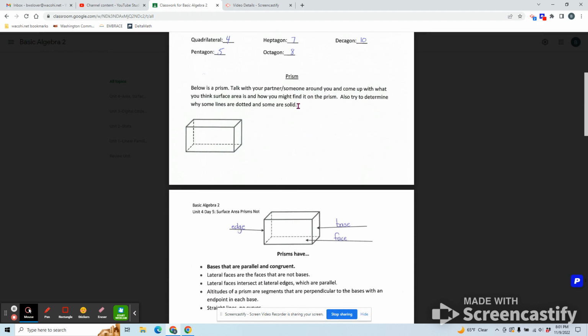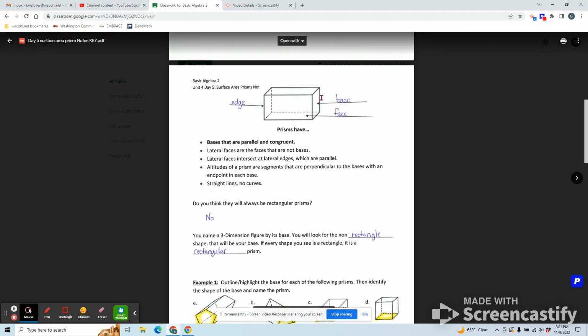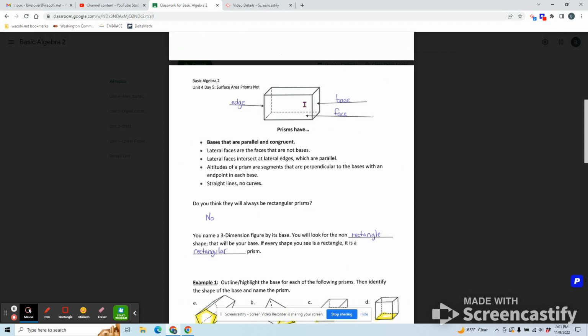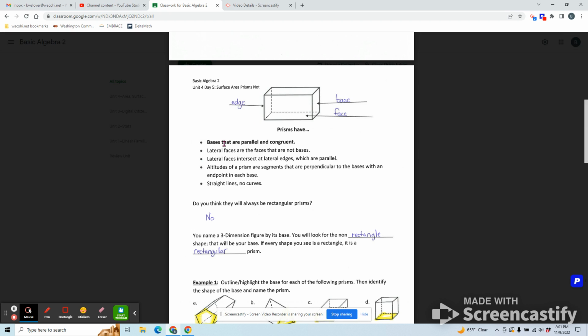And this is asking you to talk to someone around you about whatever it's asking. This is a prism, so it's a three-dimensional figure. Think of a cereal box as a visual. Okay? So imagine a cereal box. That is an example of a rectangular prism. You have a base, you have a face, which is the front side, and then you have an edge. So bases are parallel and congruent in a prism.